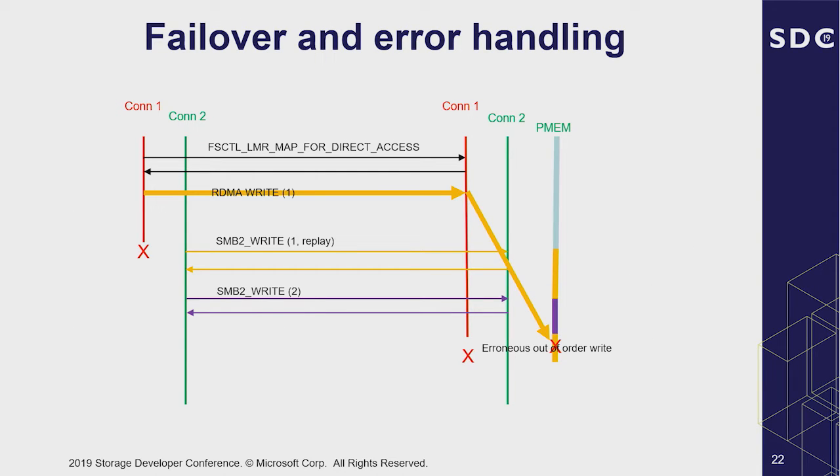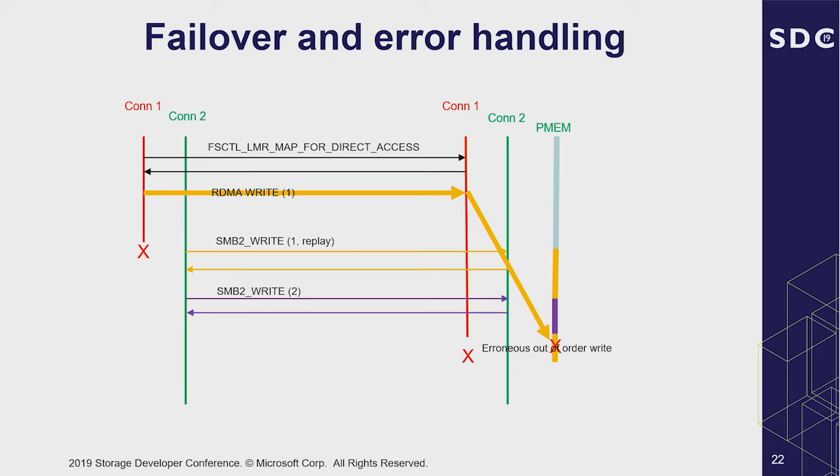This is kind of like a time sequence of operations. So if you see here, you set up access to the direct map, and then let's say you're issuing an RDMA write, and let's say that RDMA write is stuck somewhere on the network, it's in transit. And the client, let's say it timed out or it got a disconnect or whatever it is, and then it replayed that write over SMB. Now, as you can see in the last line here, the PMEM line, the content of the data changes from the light blue to yellow when the SMB write replay comes in.